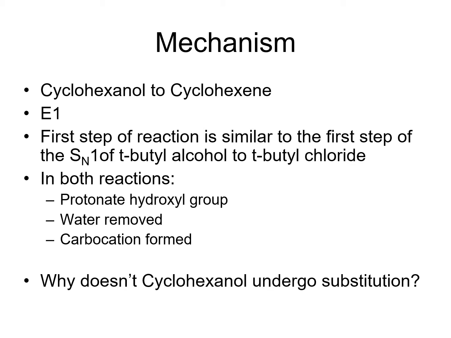The first steps of this reaction are very similar to the SN1 we covered, which was tert-butyl alcohol to tert-butyl chloride. In both of these reactions, the hydroxyl group gets protonated by either an acid or water or whatever we're using. Water then gets removed as a leaving group because water is a good leaving group, and then you form a carbocation. In the reaction last time, we formed a tertiary carbocation, which was very stable. In this reaction, we're forming a secondary carbocation because anytime you work with a cyclic molecule, all of the carbons in the cyclic molecule are going to be secondary, unless it's substituted. But in this case it's just a single cyclohexane ring, so they're all secondary.